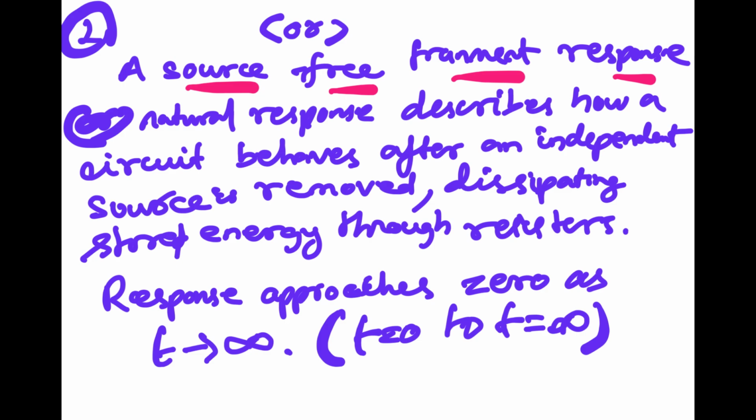A source-free transient response, or natural response, describes how a circuit behaves after an independent source is removed, dissipating stored energy through resistors. The response approaches zero as t tends to infinity. That means the conditions from t is 0 to t is infinity.